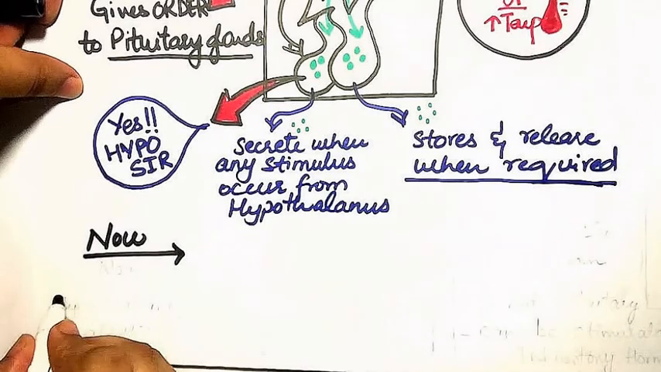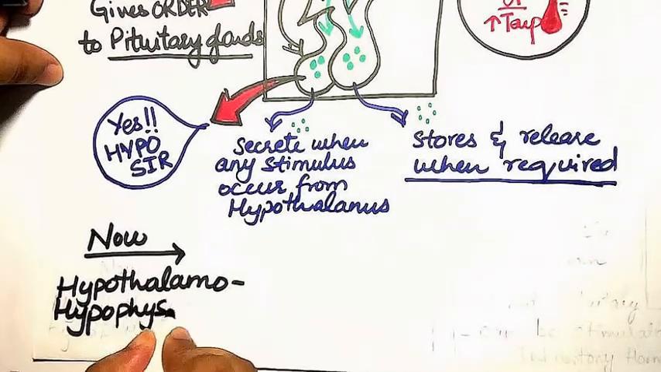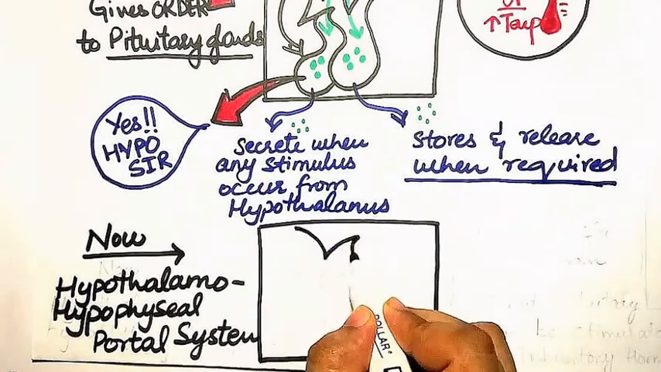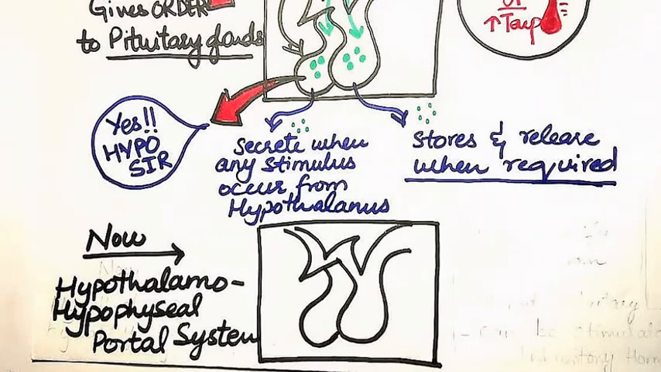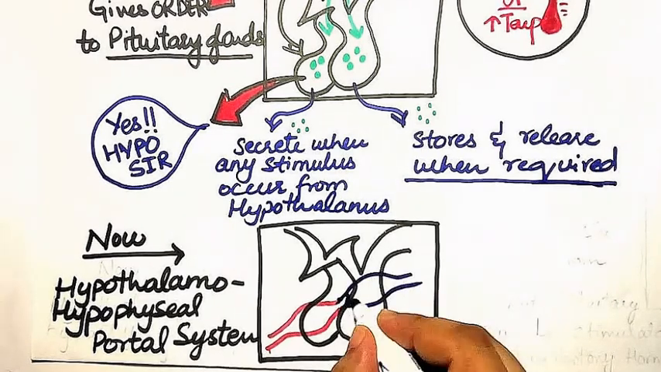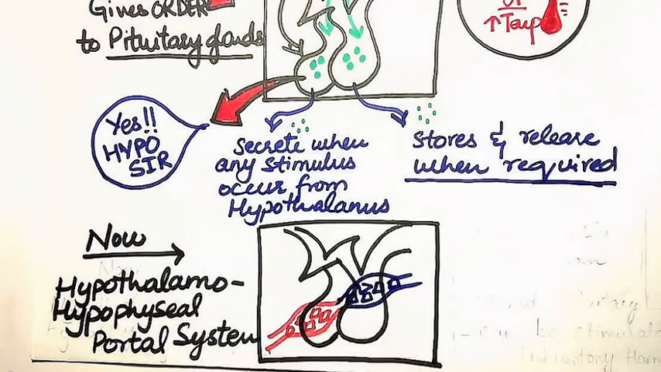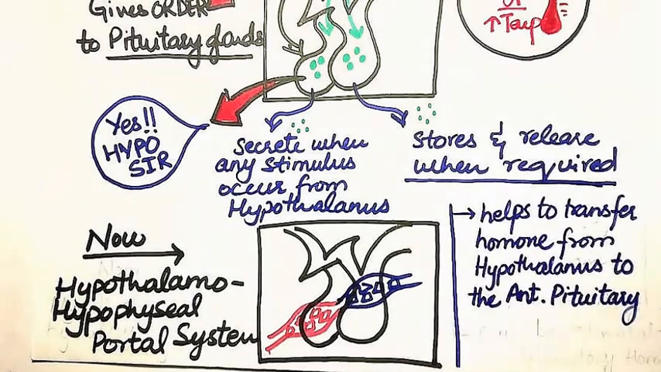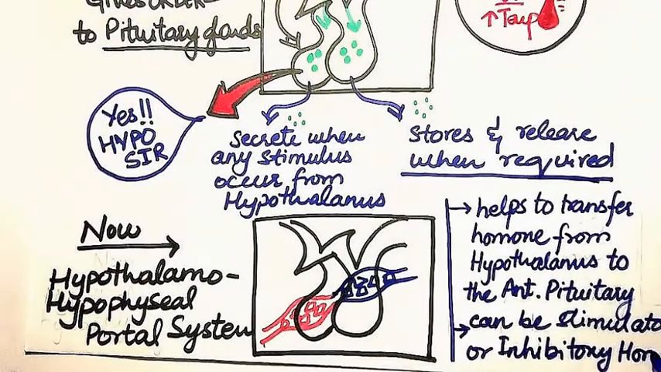Now we will discuss the vascular supply of the anterior pituitary gland, called the hypothalamo-hypophyseal portal system. It is an extensive network of capillary sinuses that surrounds the anterior pituitary cells. Most of the blood entering these sinuses has first passed through another capillary plexus in the lower hypothalamus. The blood from the capillary plexus comes from the superior hypophyseal artery and flows through the hypothalamic-hypophyseal portal system to bathe the adenohypophyseal cells. It mainly helps to transfer hormones from the hypothalamus to the anterior pituitary gland. These can be stimulatory or inhibitory hormones.